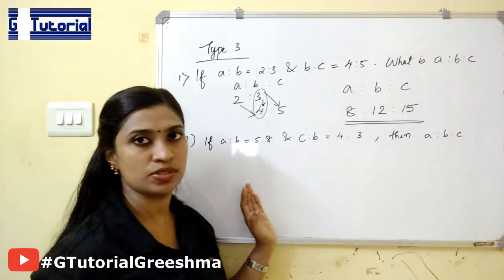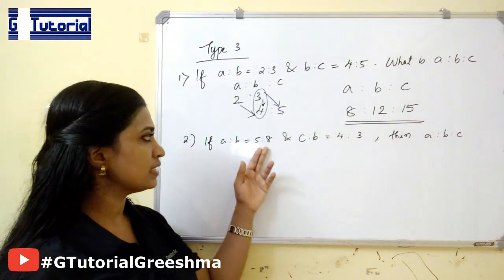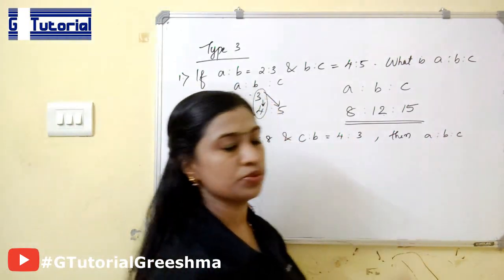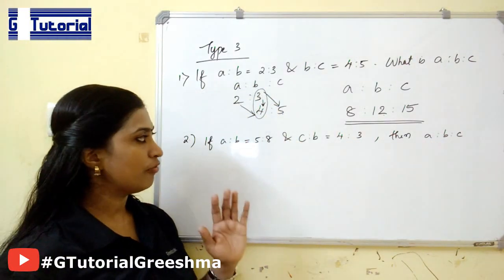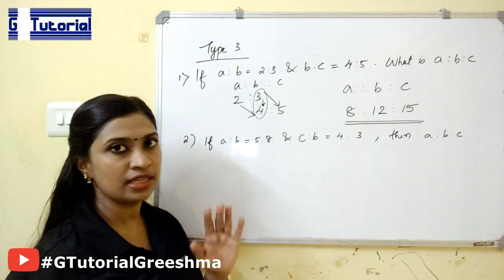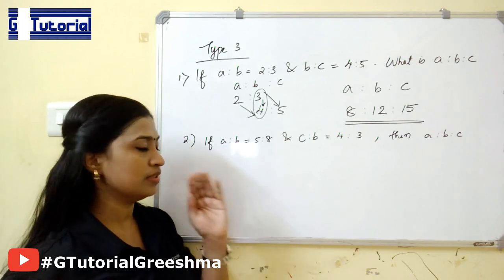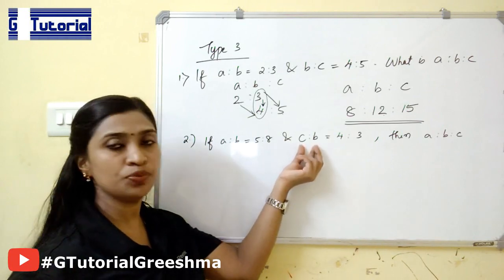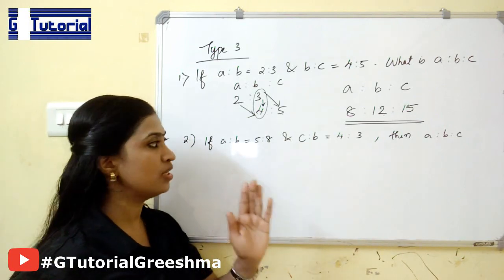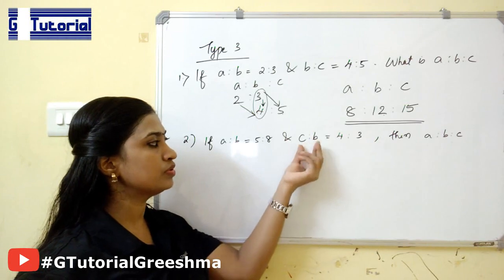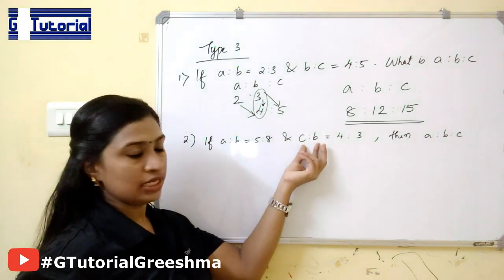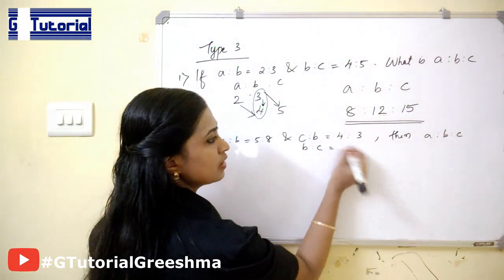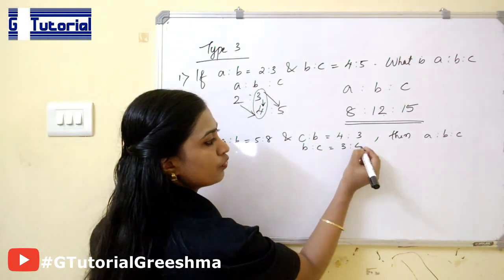Now we can see the next question. This is a is to b is this, and c is to b is 4 is to 3. Find the combined ratio a is to b is to c. If you are getting a question like this in the exam, you will surely make mistake. Here c is to b is given and it is not b is to c. First you can write the ratio as b is to c. What is b is to c? b is to c is 3 is to 4.